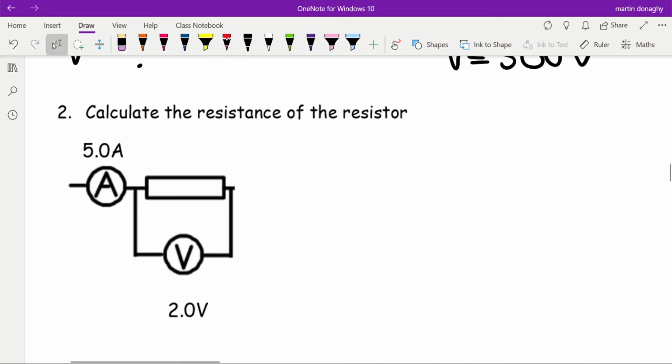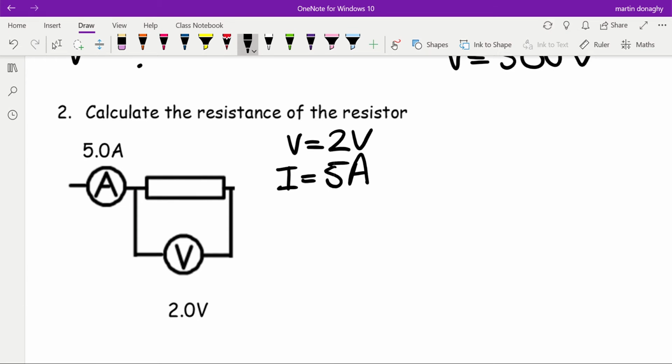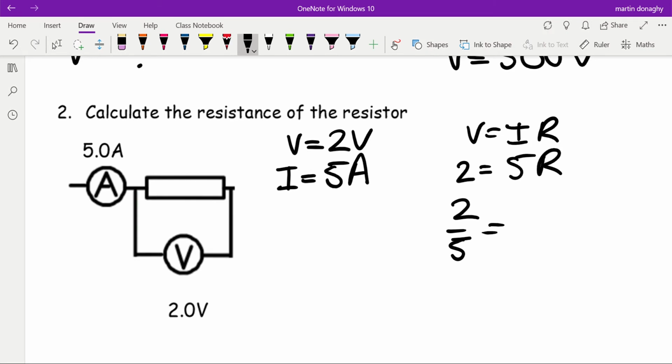Okay, next one. We have a voltmeter across our resistor, always connected in parallel, that tells us the voltage across it is 2 volts. The ammeter is before our resistor, but it's in series with it. So if the current through the ammeter is 5 amps, the current through our resistor there is also going to be 5 amps. And we're asked to find the resistance. V equals IR, 2 equals 5R, 2 divided by 5 equals R. So R is 0.4 ohms.